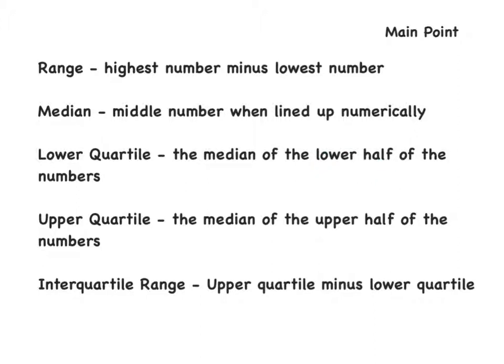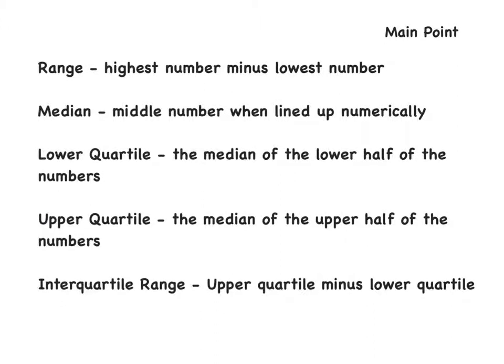In the example, I'll show you what I mean by the lower half. The upper quartile is basically just the median of the upper half of the numbers. And the interquartile range is you take whatever number you got for the upper quartile minus whatever number you got for the lower quartile.